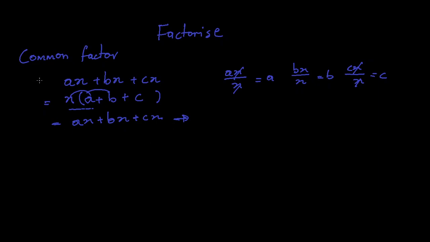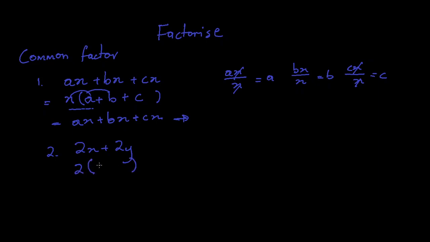So let me do another example. In this example, I'm going to take 2x plus 2y. Here the common factor is 2, the number. x and y are not the same, so we cannot consider x or y as a common factor, though 2 appears in both terms, so therefore it is a common factor. So we're going to take out 2 here and open up our brackets.